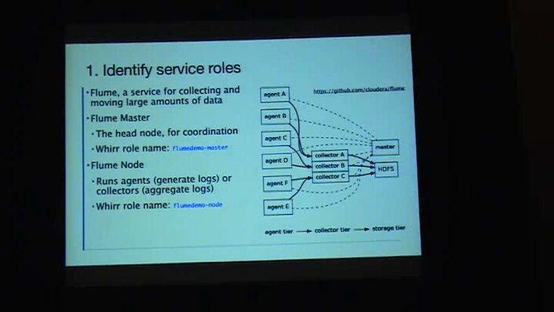So from the point of view of Whirr, we actually have two roles here. We have the master role, which is the coordinating role, and we'll call it Flume Demo Master. And we have a node role, which we'll call Flume Demo Node. The node can actually be either an agent or a collector. From Whirr's point of view, it doesn't matter, because the master will dictate that kind of topology. Okay, so we've identified two roles here.